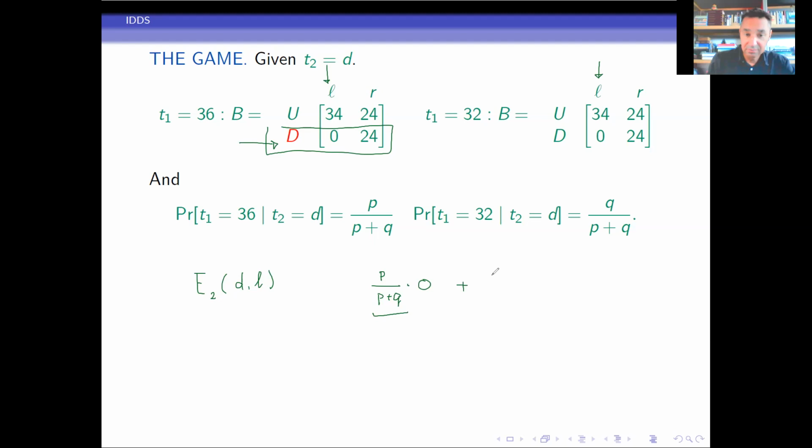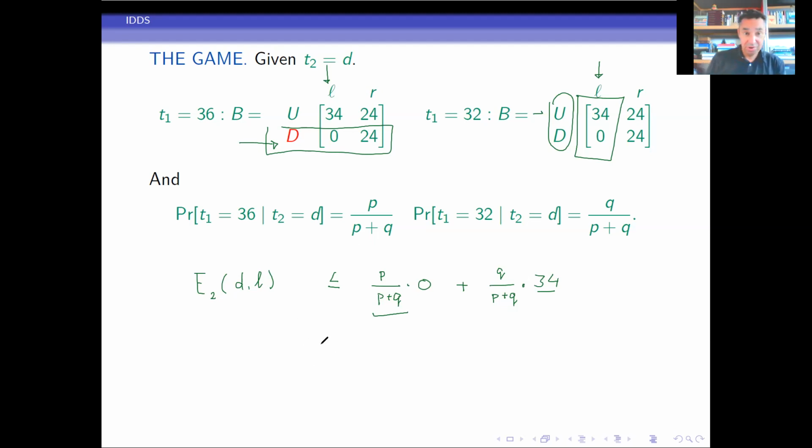What happens in the other case? Well, I don't know yet. I don't know what type 32 is going to do. But I do know that whatever happens, it's going to give me a payoff of at most 34. It's either zero or 34. I don't know which strategy he's going to choose, but at best he will always choose you, in which case the payoff is 34. If he does something else, it's only going to be less. So at best, it's this. And if I choose R, I get 24.